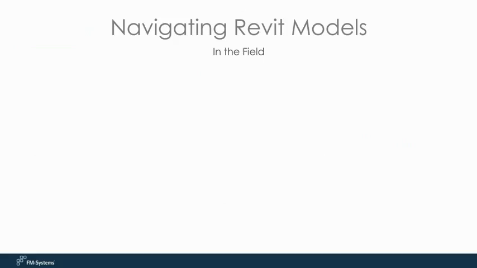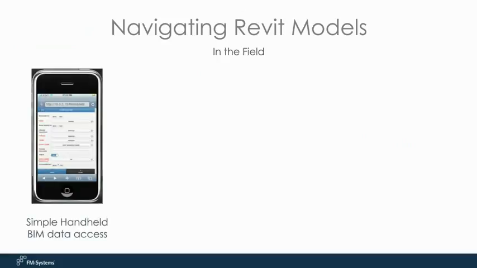Okay, so here's a couple more examples of being able to navigate those models in the field itself. You can do it through simple handheld BIM data access. We see maintenance technicians looking at it and updating BIM data all the time. You're looking at a work order where we're attaching a piece of equipment to a work order and dispatching that and getting it corrected in the field.